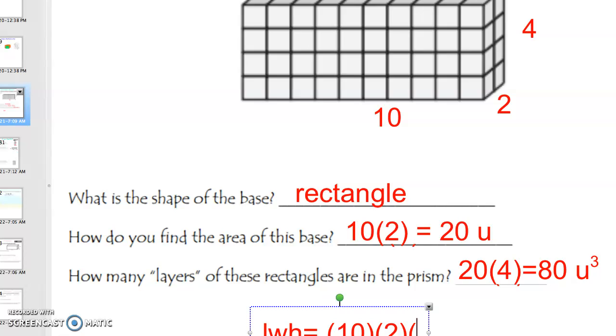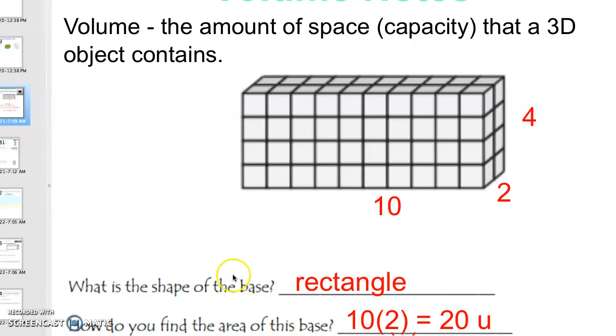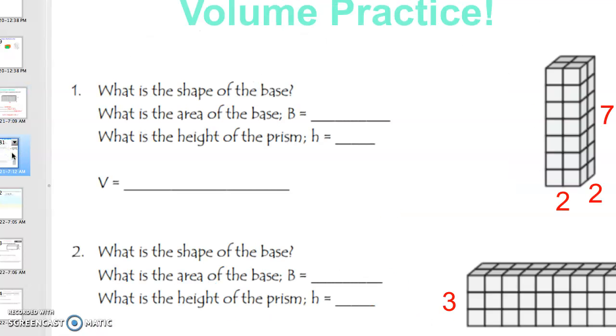20 times 2 times 4. And when you plug that in your calculator, 10 times 2 times 4, you get 80 units cubed. So that's definitely the faster way of doing it. But conceptually, I like to find the area of the base and then multiply by its height. So we're going to try 2 more problems together.